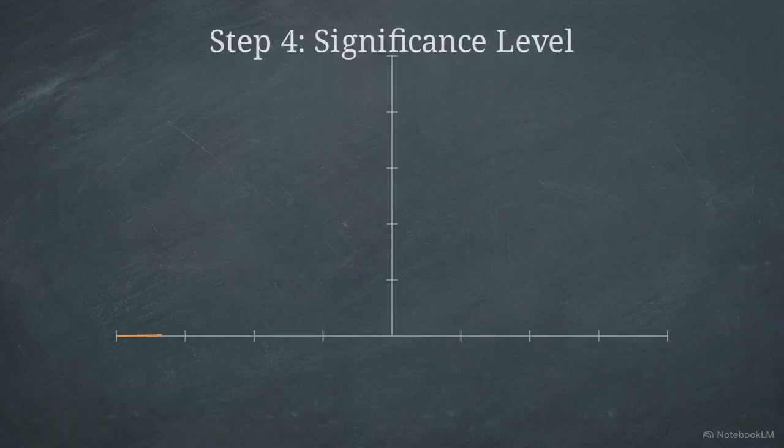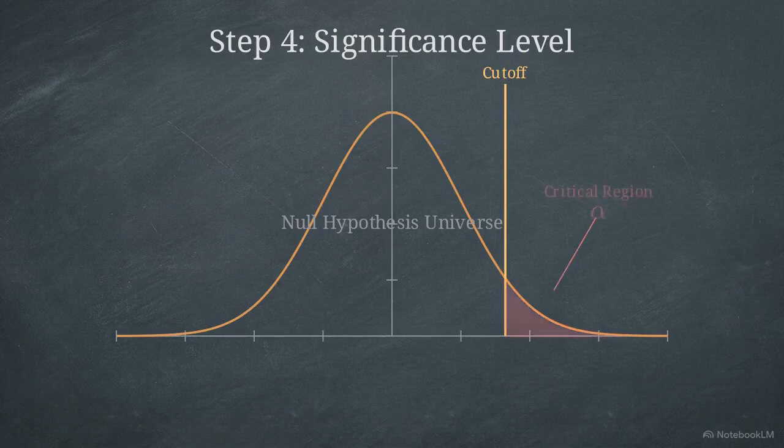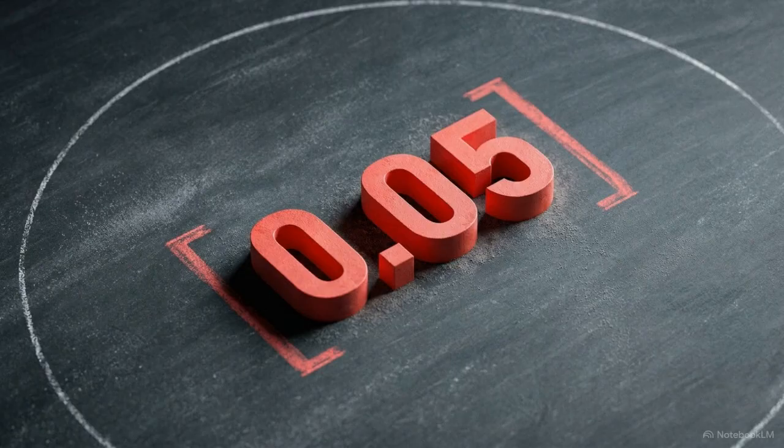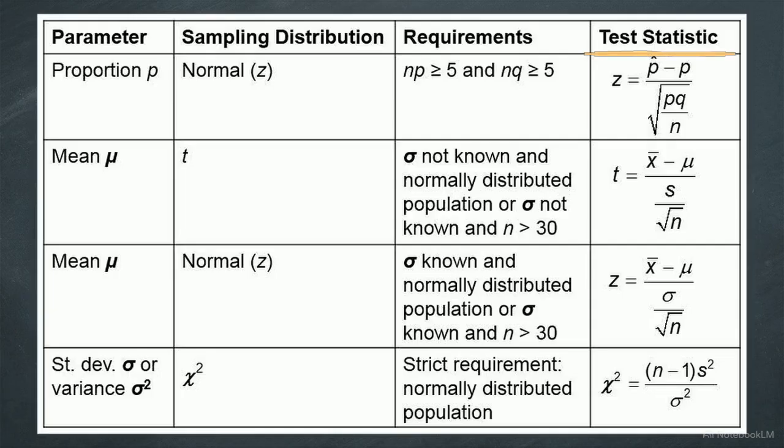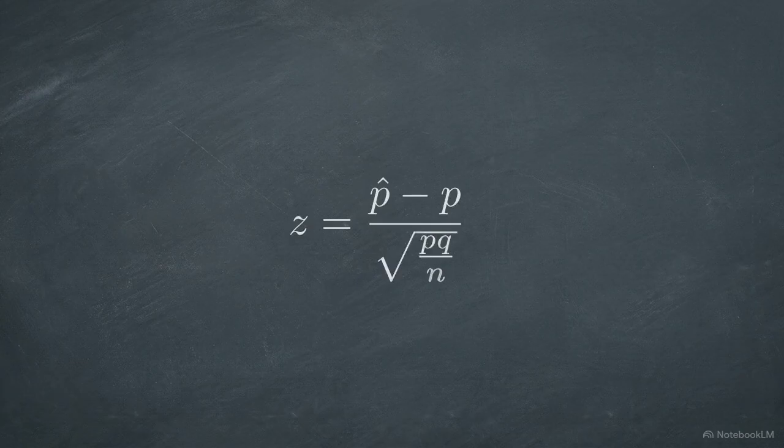Step 4 sets the significance level, represented by the Greek letter alpha. This is the probability value used as the strict cutoff for determining when sample evidence is strong enough to matter. Specifically, alpha represents the allowable risk of mistakenly rejecting the null hypothesis when it is actually true. A common benchmark for this risk is 0.05. Step 5 identifies the relevant test statistic, which depends entirely on the parameter we are testing. Because our claim is about a population proportion and our sample size meets the requirements, we use the normal distribution to calculate a z-score. In Step 6, we compute the value.